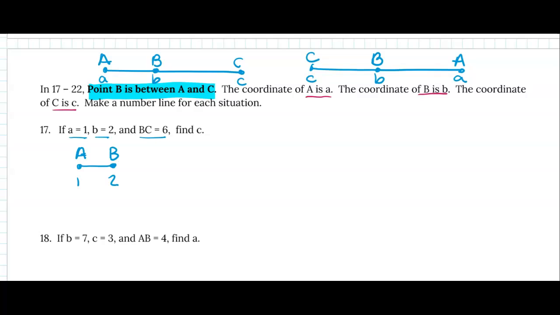They've now told us that the length of BC is 6. Since we know that B is in the middle, then we know C has to be on this end of B. Because otherwise, B wouldn't be in the middle and A would be. So this has to be C. So we know that the length of this is 6. So in order to find what the coordinate of C is, we would just take 2 and then add 6 to get 8. So C is 8, or the coordinate of C is 8.